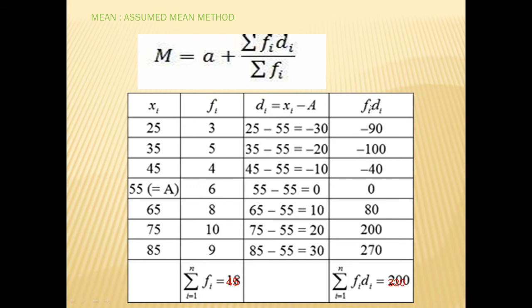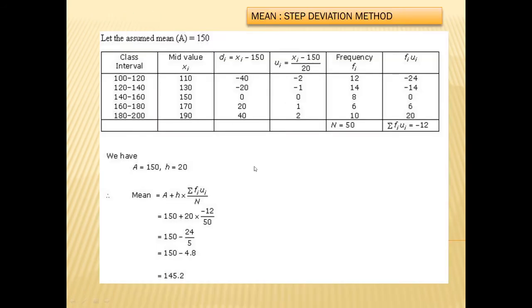After that add all of this, the result is 320, and then add all of this also, the result is 45. After that you substitute everything in the formula. A, what is A? 55, substitute in the formula. Sigma fi di is 320, that also substitute in the formula. Sigma fi is 45, that also substitute in the formula. And later you calculate, whatever you get, that is the mean. M is the mean.